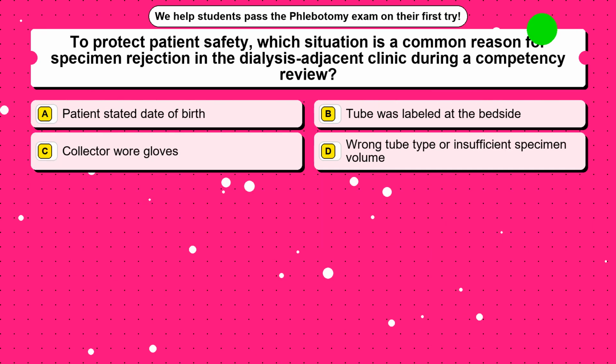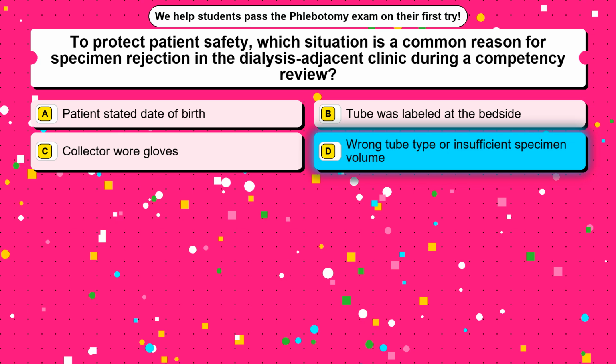Question 63. To protect patient safety, which situation is a common reason for specimen rejection in the dialysis-adjacent clinic during a competency review? Option A. Patient stated date of birth. Option B. Tube was labeled at the bedside. Option C. Collector wore gloves. Option D. Wrong tube type or insufficient specimen volume. The correct answer is option D.